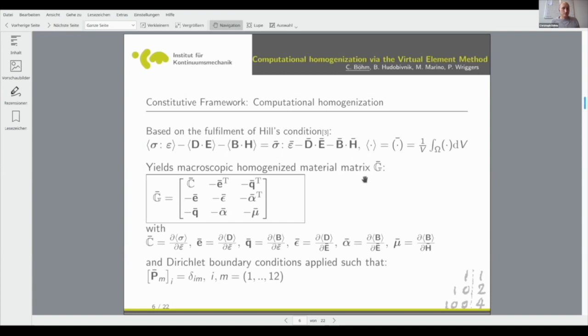So from this, we obtain our macroscopic homogenized material matrix for the full RVE, which is this G bar, and incorporates for sure all of these other modules. We employ Dirichlet boundary conditions such that we have to do up to 12 simulations to obtain the full matrix.